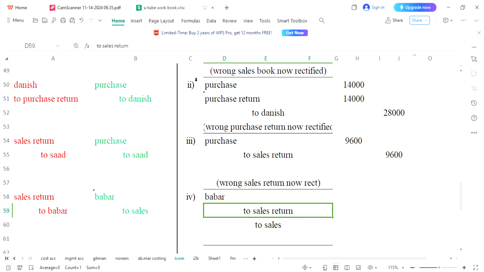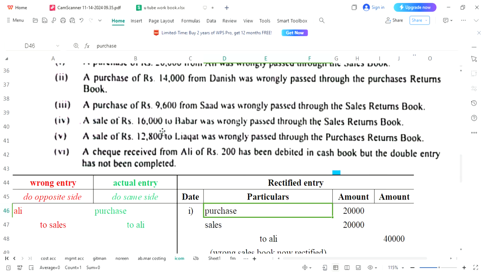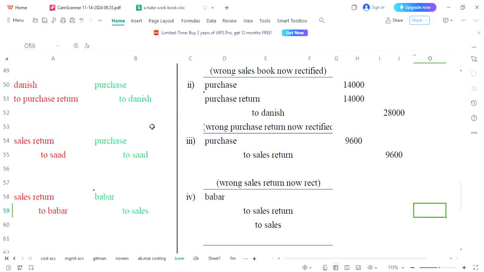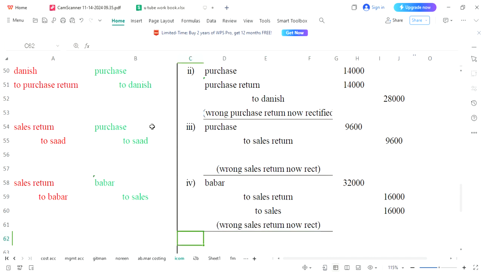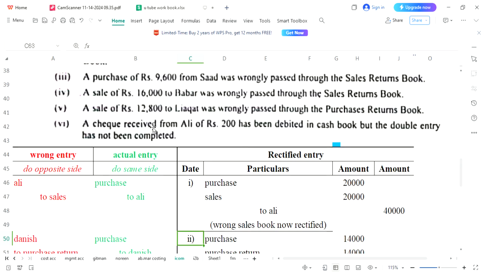To post the amount, 16,000 was the amount. You will write 16,000 over here, same 16,000 over here. And since Babar was required to be written two times, you will write 32,000 over here. For narration: wrong sales return now rectified.